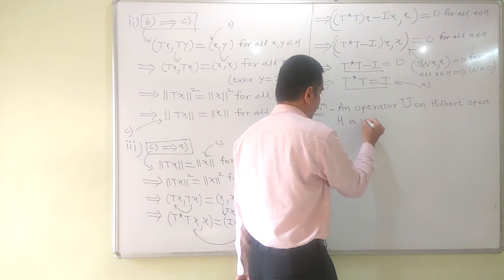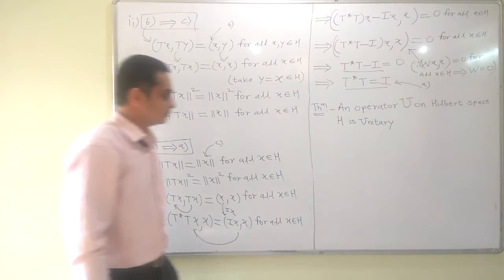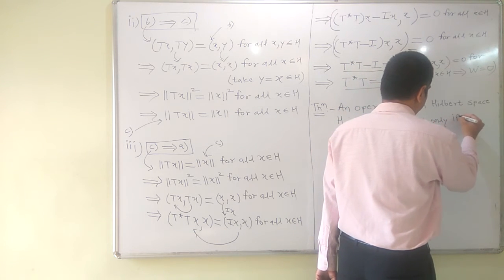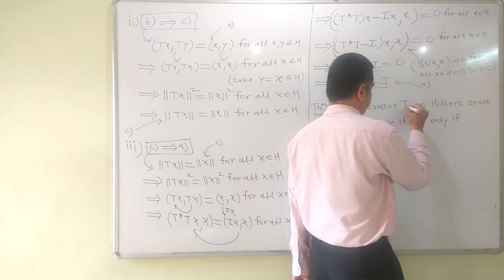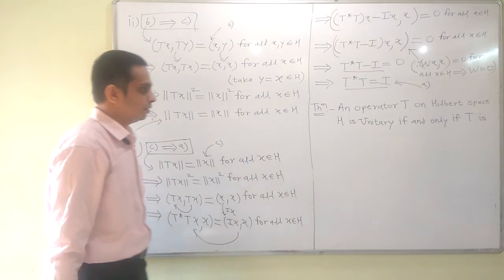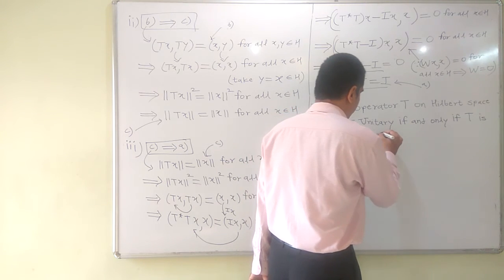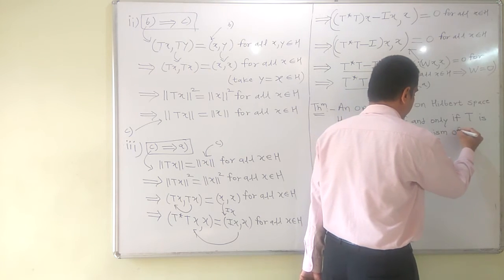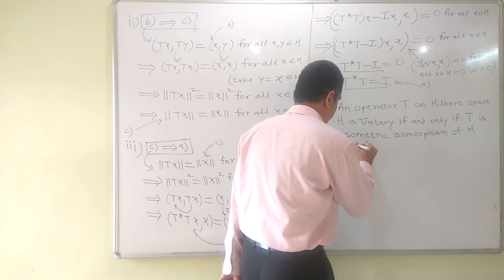is unitary if and only if, let me use T as the notation, T is an isometric isomorphism of H onto itself.